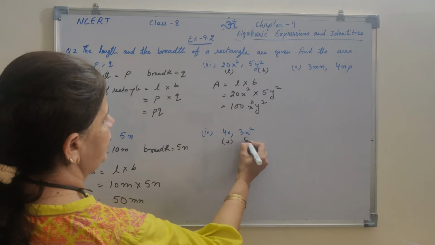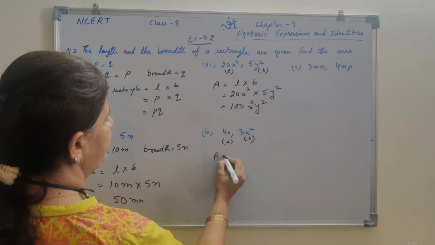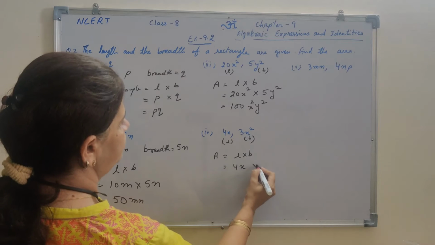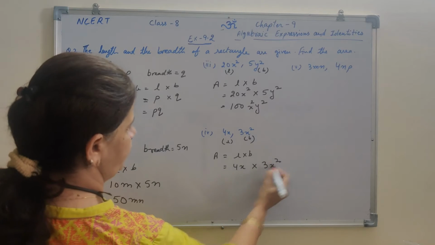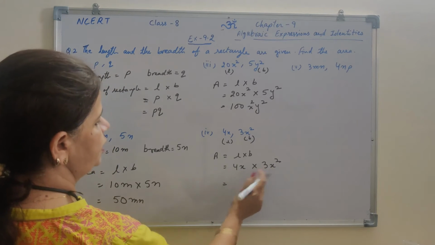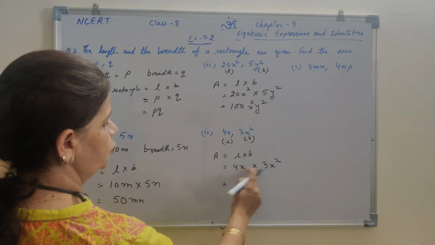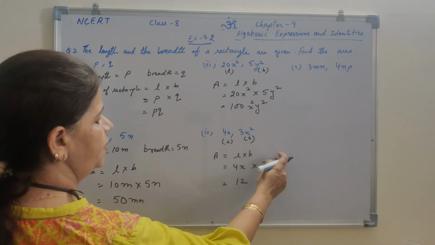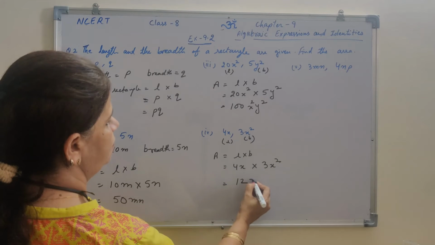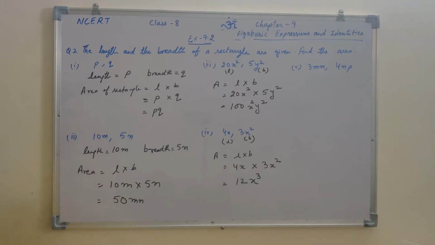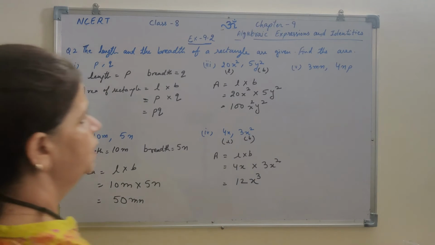Again this is length and this is breadth. So the area is L into B. It is 4x multiply 3x square. 4 into 3 is 12. X into x square, both same variables, powers will be added. So 2 and 1, 3, x cube. So the answer is 12x cube.